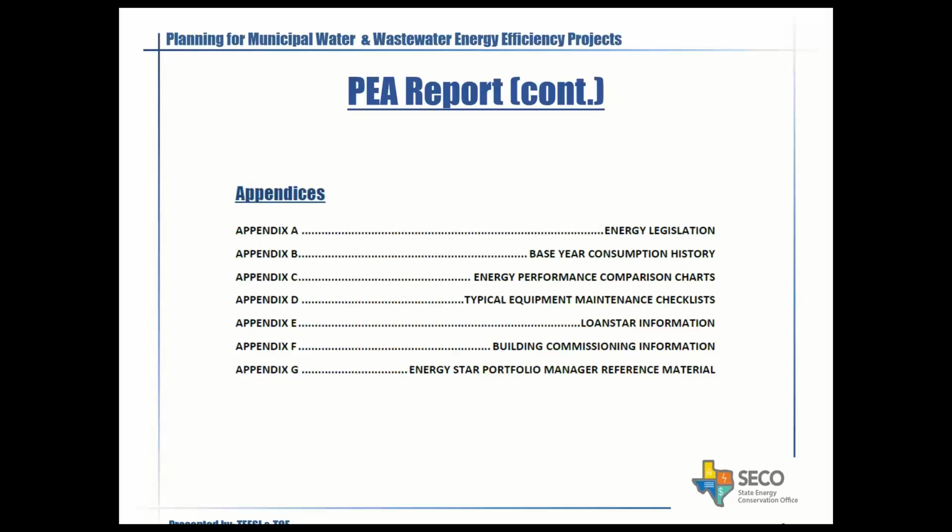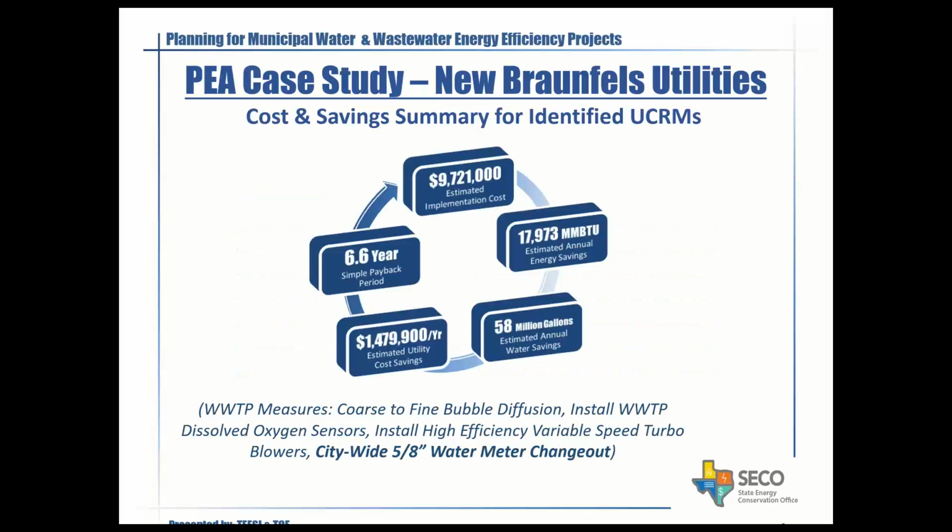Typical equipment maintenance list will be provided, the LoanSTAR information, the building commissioning information. So we're calling it building commissioning information, but more and more the commissioning and optimization of water and wastewater treatment plants is also becoming pretty popular and common, and that's actually one of the potential opportunities that we might be looking at when we're doing the analysis. And then some information on Energy Star Portfolio Manager.